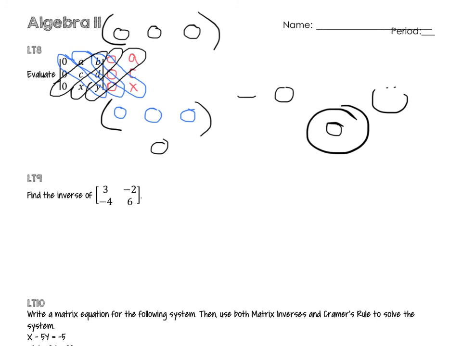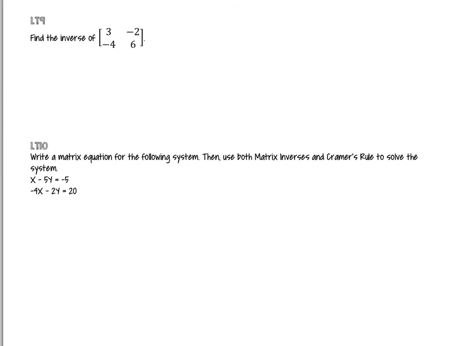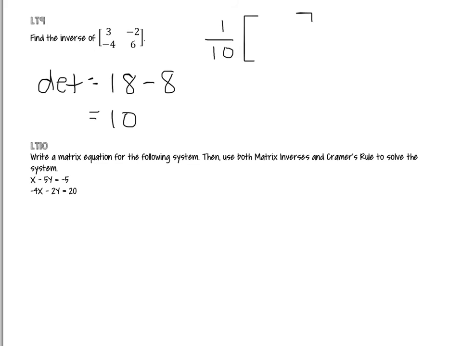All right, let's now take a look at our inverse, okay? To find the inverse of a matrix, I must first find its determinant, okay? So the determinant is going to be equal to 3 times 6 is 18, minus negative 4 times negative 2 is 8. So our determinant is equal to 10, okay? So I'm going to divide everything by 10, but I first must flip around a few things. So the 6 and the 3 are going to change locations, and the negative 4 and the negative 2 are going to flip their signs.